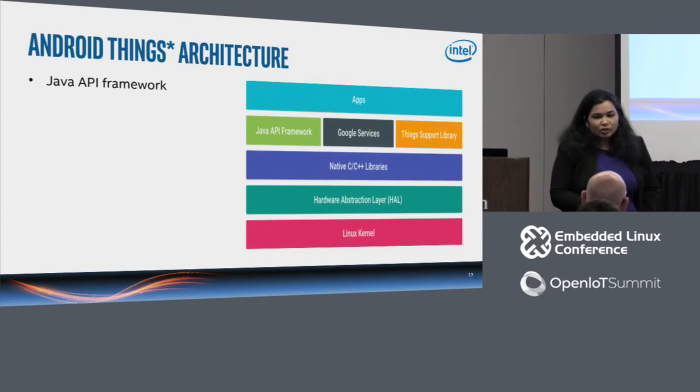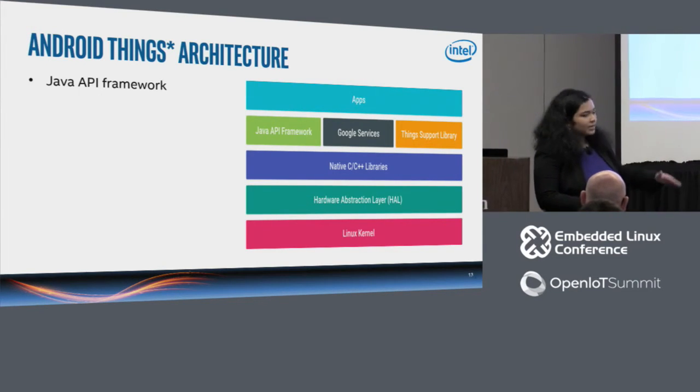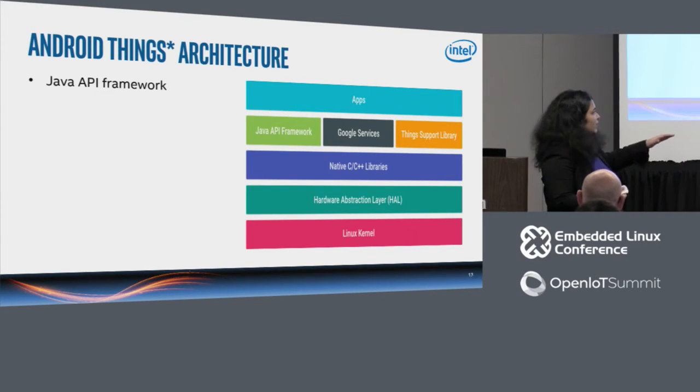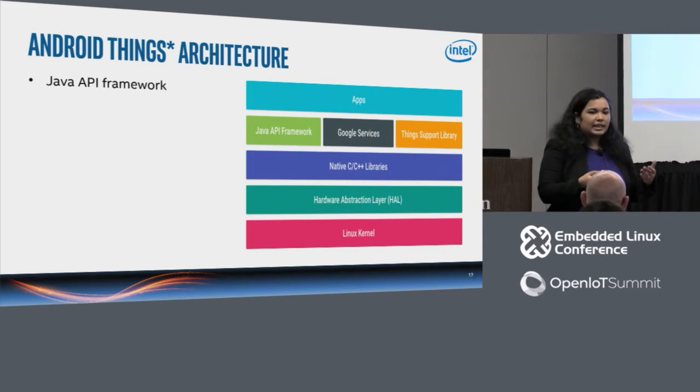So what does the Android Things stack look like? This is a figure of the Android Things stack, and as you can see, it's quite similar to that of Android. You have the Linux kernel, on top of which sits the hardware abstraction layer, and from the OS, you communicate to your hardware through the hardware abstraction layer. So in case you want to enable graphics, you would have to program a graphics HAL to talk to your graphics driver from the Linux kernel.